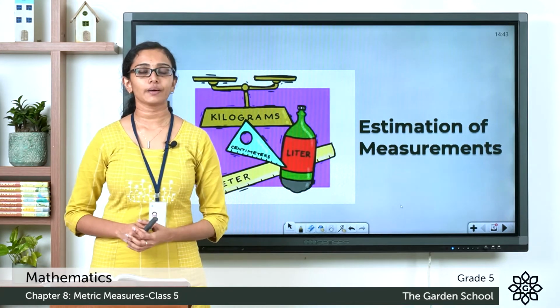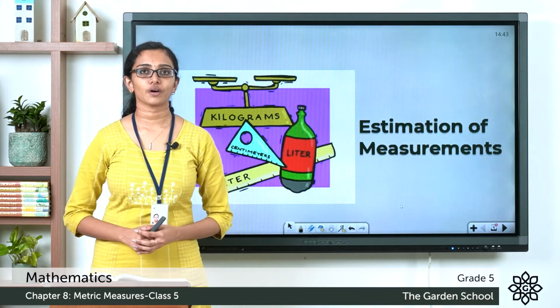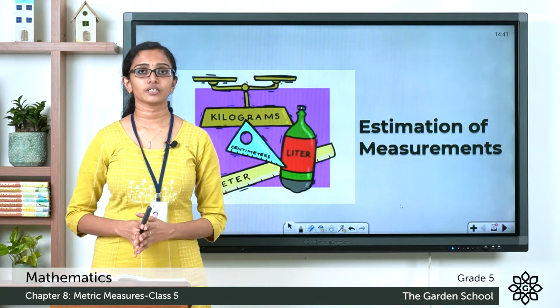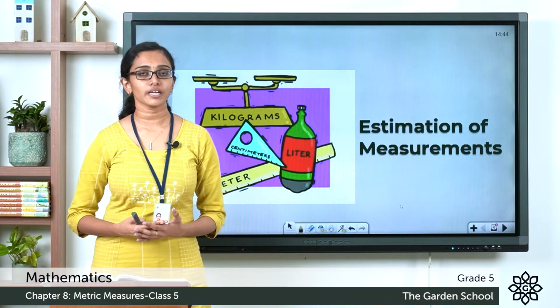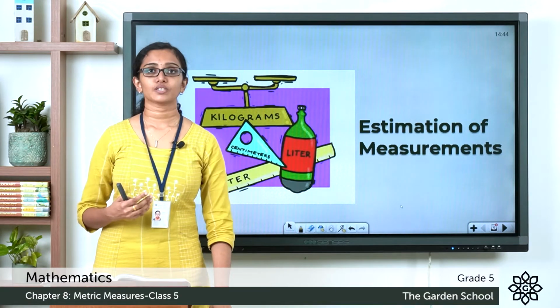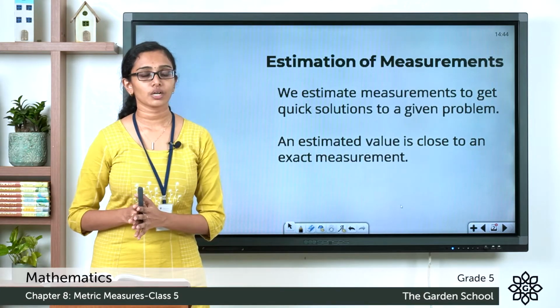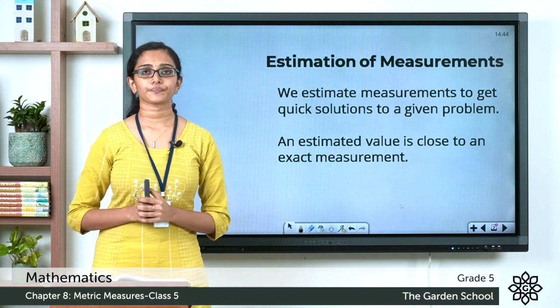So we have been learning about measurements. Today we'll talk about estimation of measurements. So we have already learned about estimation in our previous chapters. So what do you mean by an estimate? Estimation helps us to get an idea of the actual value. It's not the actual value, but it will be somewhere near the actual value of something.